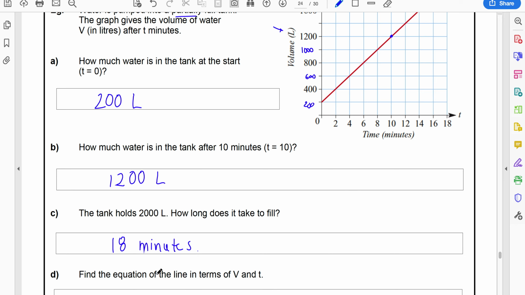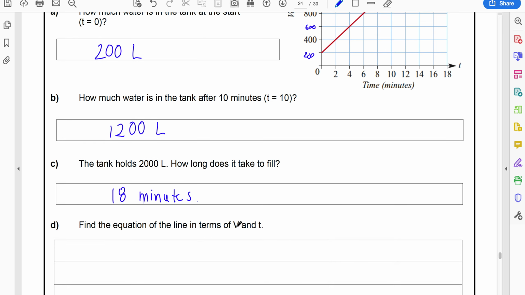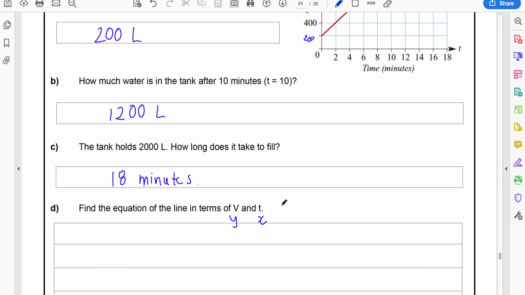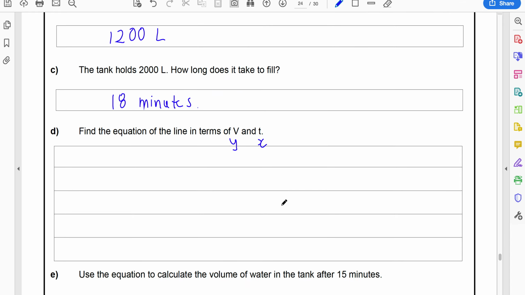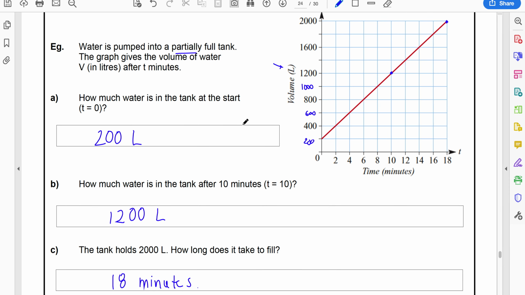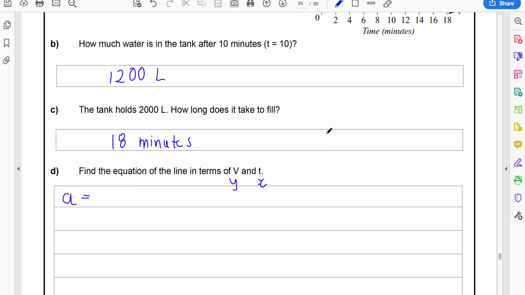The next part is asking us for the equation of this line. Now it says in terms of v and t, that's just your equivalent of y and x, of course, but you do have to use the letters that they are telling you to use. So you do have to use v and t. So there's a couple of ways that you can do this one. First of all, the y-intercept is probably the easiest part. So if we start off with that, we can see the y-intercept is 200.